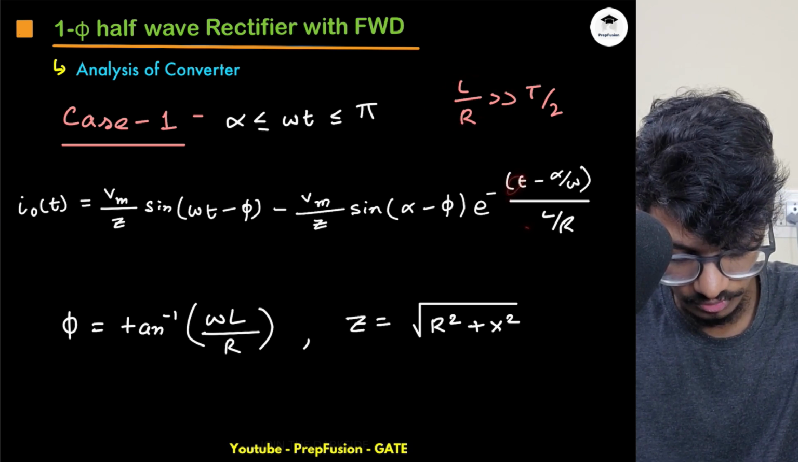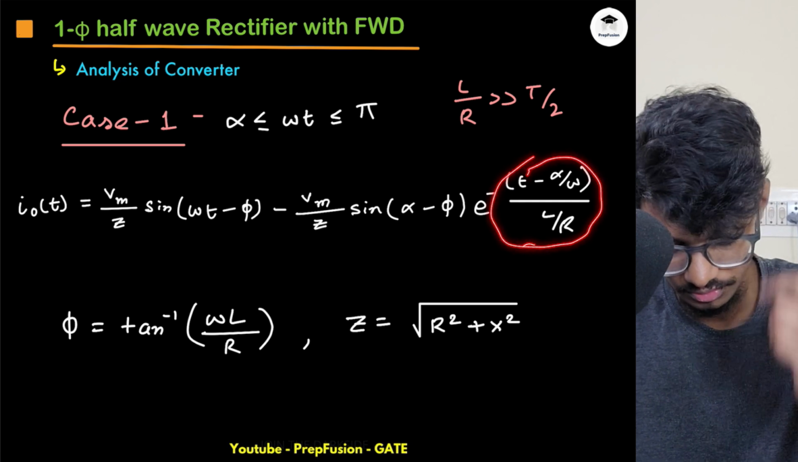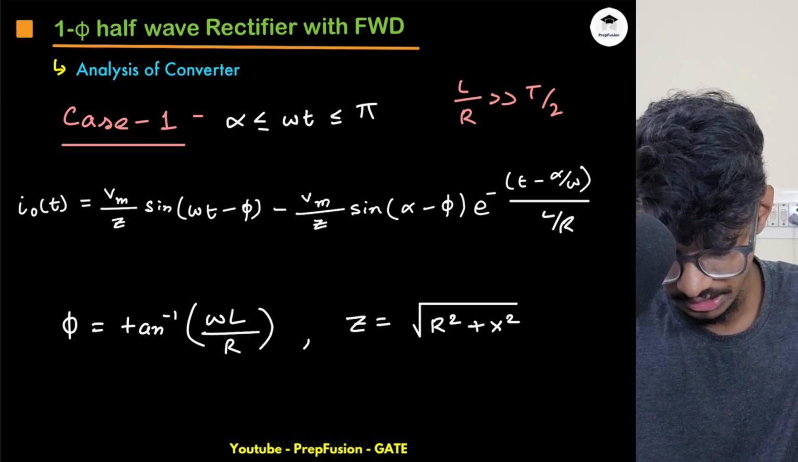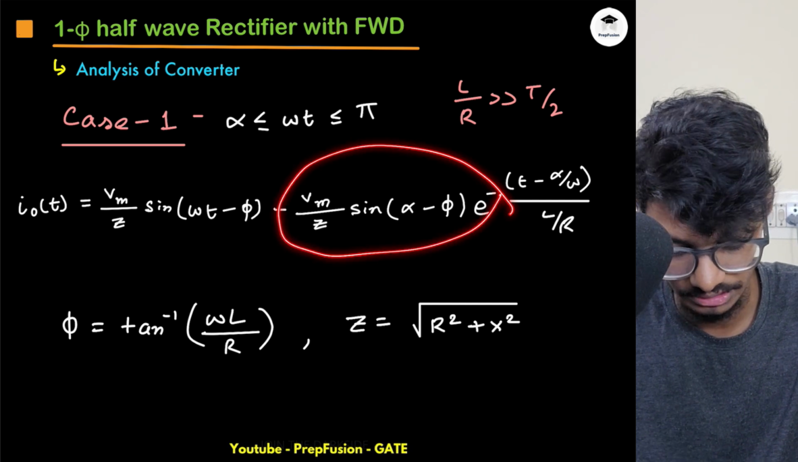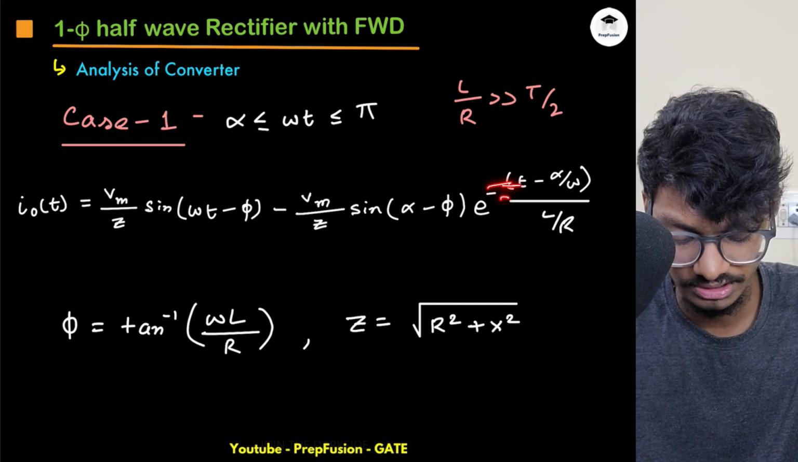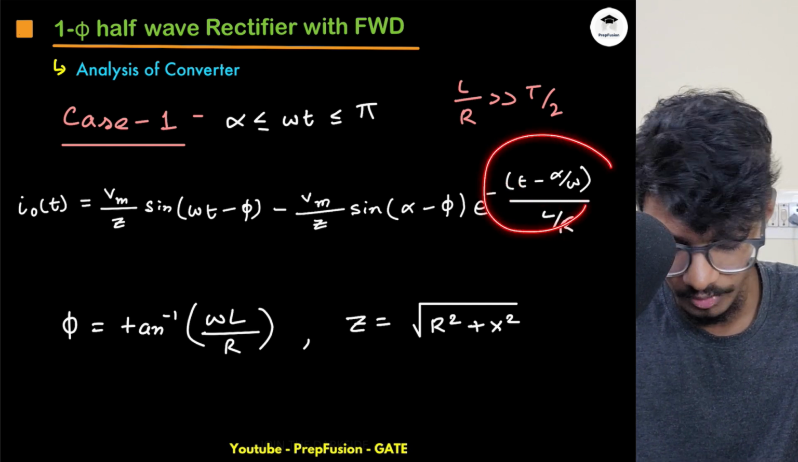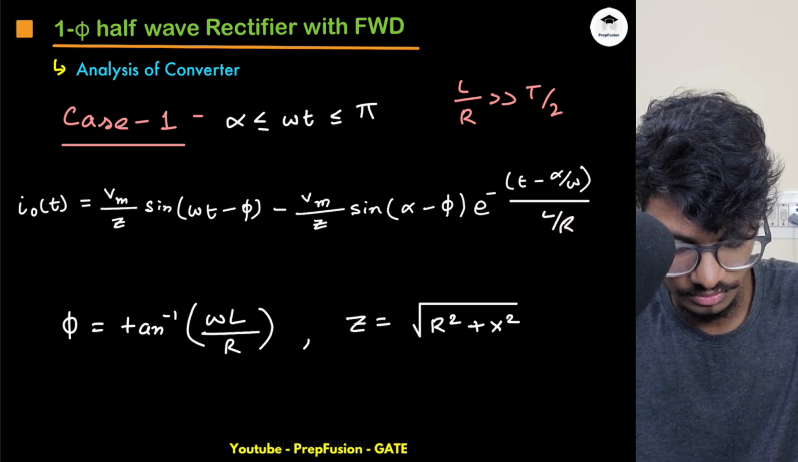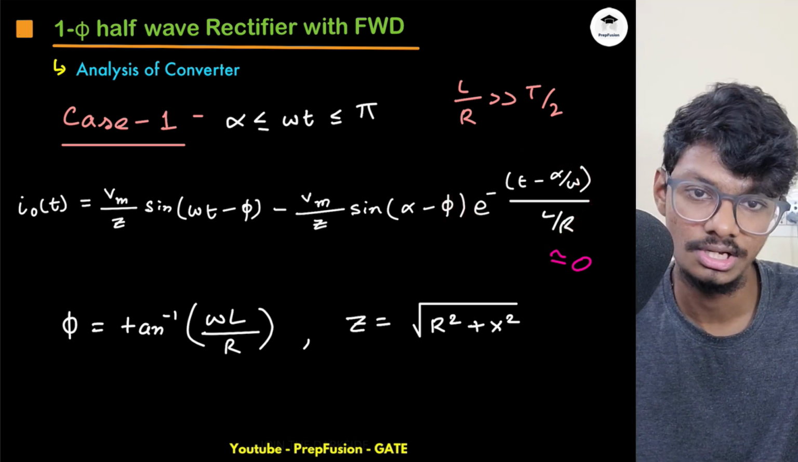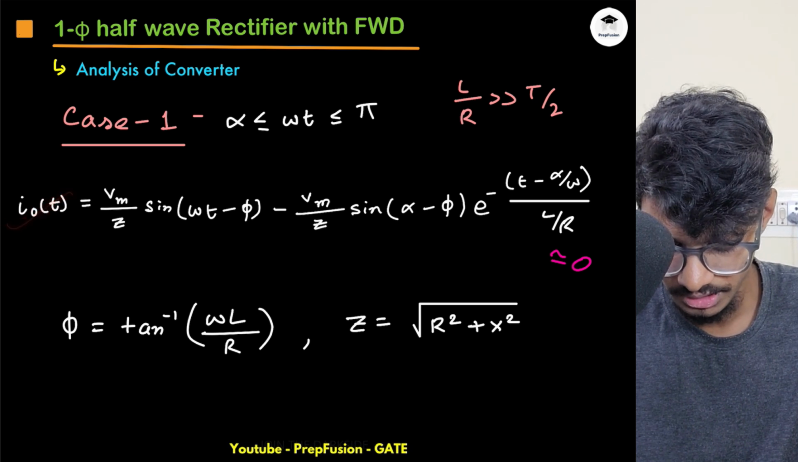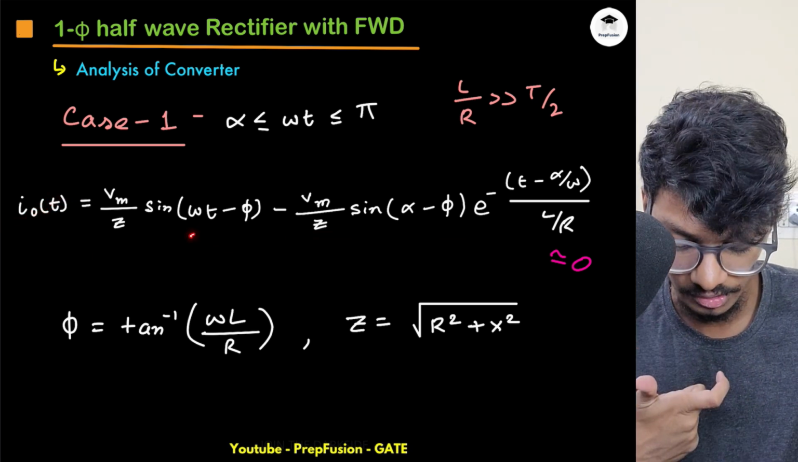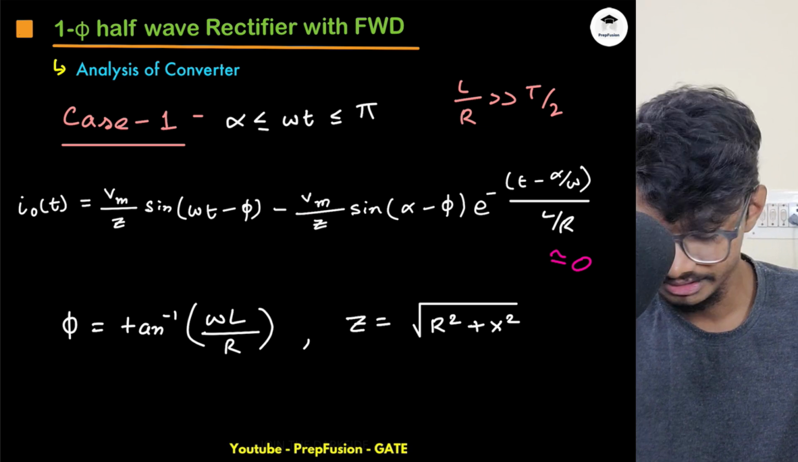So this will be almost equal to e raised to power 0. I'm making some mistake over here. No, this is for the discharging period, so this value will still be there. There won't be any transient because this value will be constant. If L by R is very, very large compared to the time T, this will be almost equal to 0, so there won't be any transients, because e raised to power 0 is simply 1. The current will be the sinusoid response minus this constant term, because at omega t equals alpha, the current is 0.